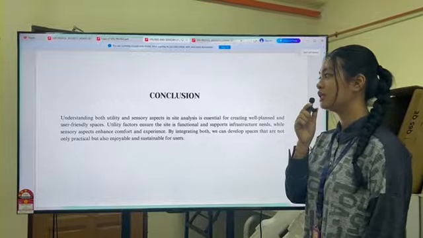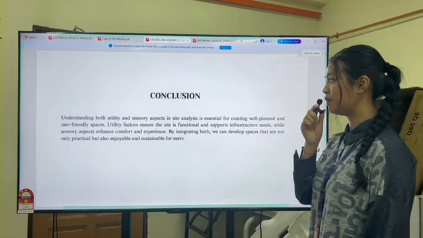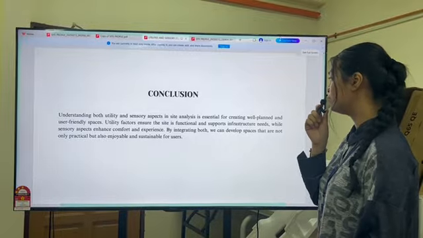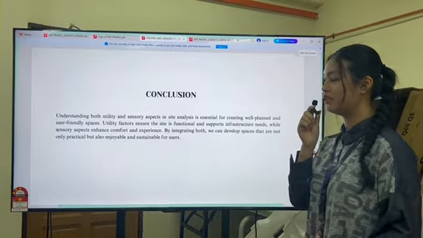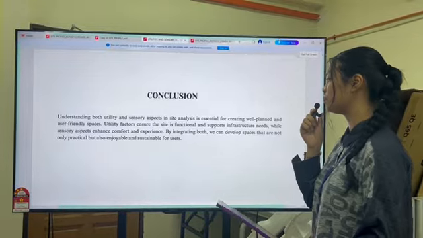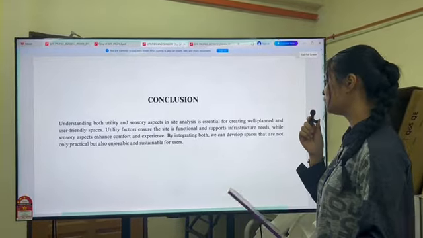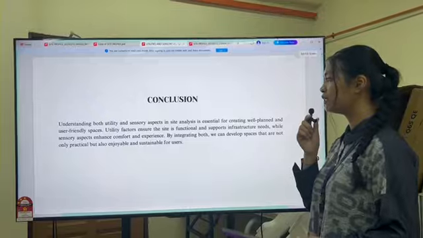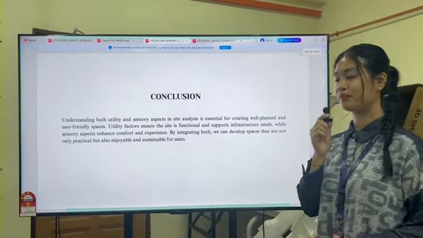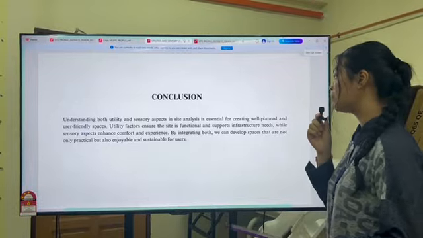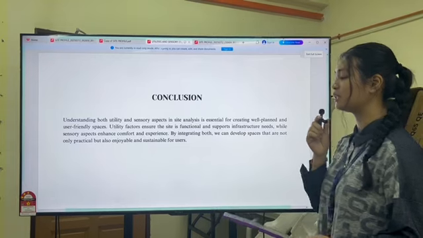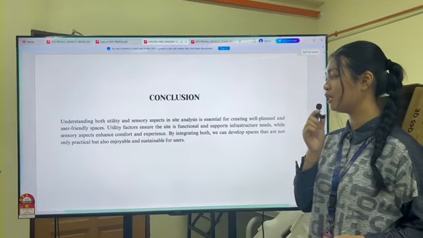Conclusion: understanding both utility and sensory aspects in site analysis is essential for creating well-planned and user-friendly spaces. Utility factors ensure the site is functional and supports infrastructure needs, while sensory aspects ensure comfort and experience. By integrating both, we can develop spaces that are not only practical but also enjoyable and sustainable for users.